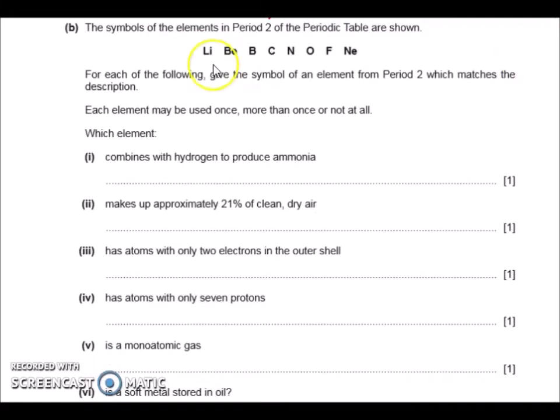Question B. The symbols of the elements in period 2 of the periodic table are shown. So this is period 2, starting from group 1, 2, then group 13, 14, 15, 16, 17, and also 18 here. For each of the following, give the symbol of an element from period 2 which matches the description. So this is matching. Each element may be used once, more than once, or not at all. Which element combines with hydrogen to make ammonia?